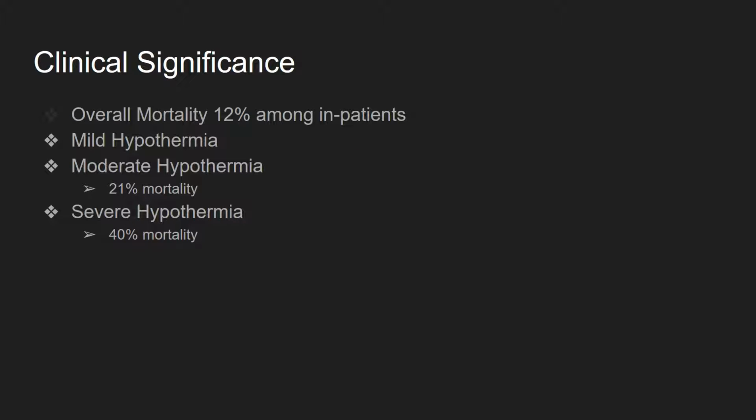When it comes to hypothermia, the mortality rate is not very high. It's about 12% among inpatients. But when we break it down into classifications of hypothermia, we can see it a little bit better. With mild hypothermia, there is a very low, if any, mortality rate among those inpatients. But when it comes to moderate hypothermia, we tend to see about a 21% mortality rate. And then when we get up to severe hypothermia, we see about a 40% mortality rate.